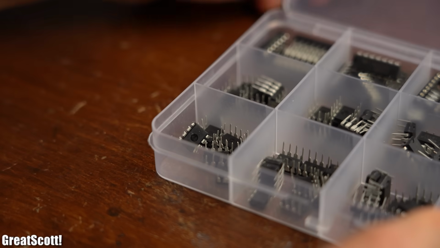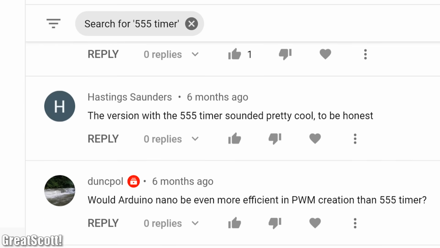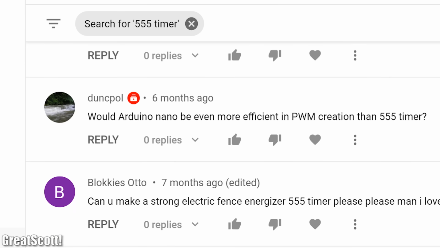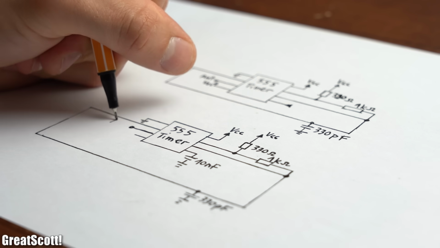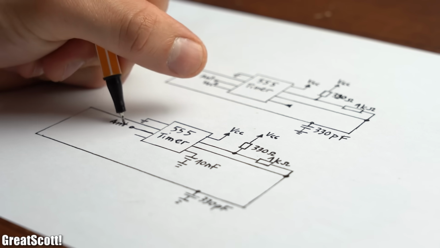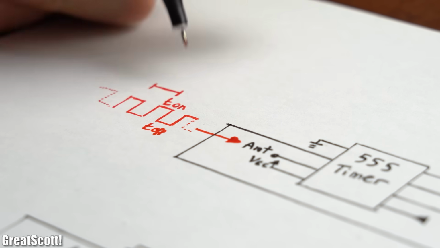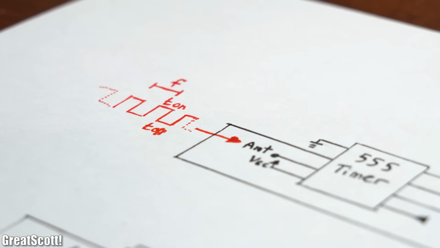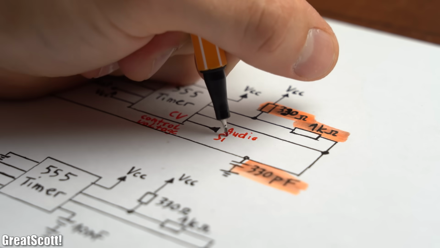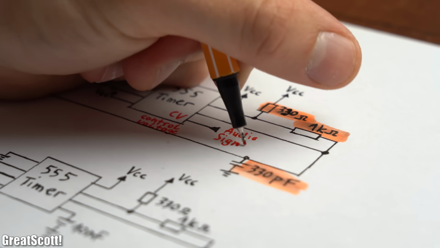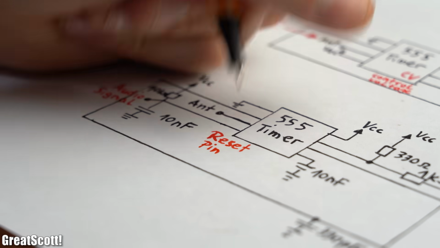And the first component that came to my mind when hearing oscillator was the 555 timer, which according to my comment section can be used for pretty much everything, so an AM transmitter should not be a problem. And thus I found two rather popular circuit designs for an AM transmitter with it. Like usual, the 555 timer creates a square wave with specific on and off time and thus frequency according to these two resistor values and this capacitor. The first design, however, uses the CV or control voltage pin to smuggle in our audio signal, while the second design uses the reset pin for that.